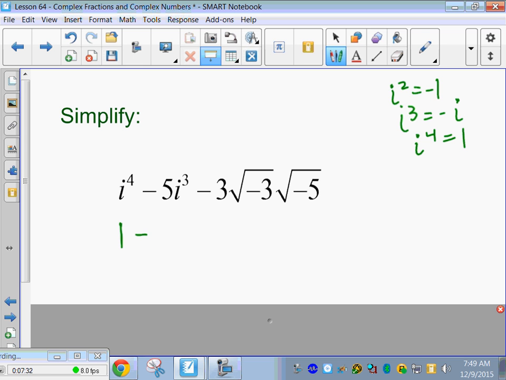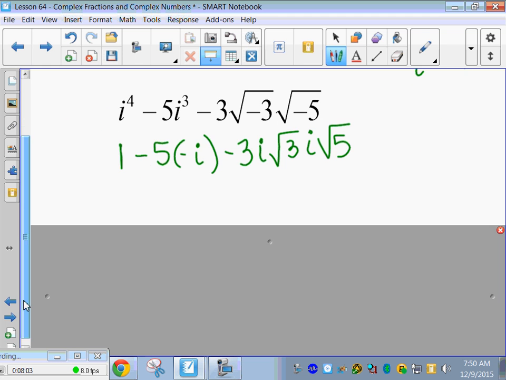Now I have -5. And Lindsay, what's I cubed? So we're going to replace this with -I. -3, and we have to pull the i's out from each of these, just like we did in the last problem. So this negative sign, we're going to take the I out, and it becomes a +3, and then we take the I out from this one, and it becomes a +5.